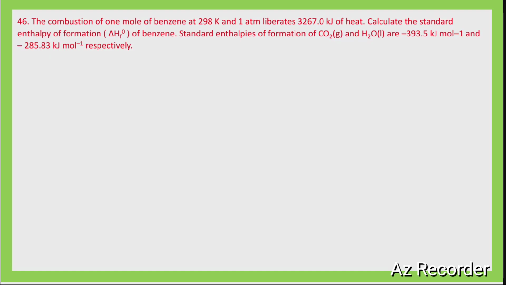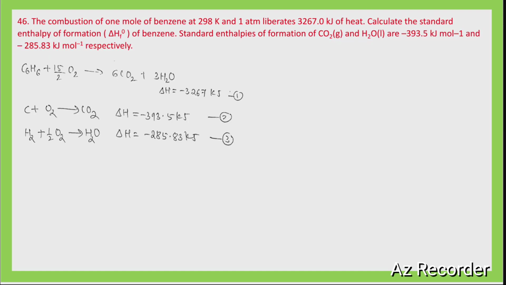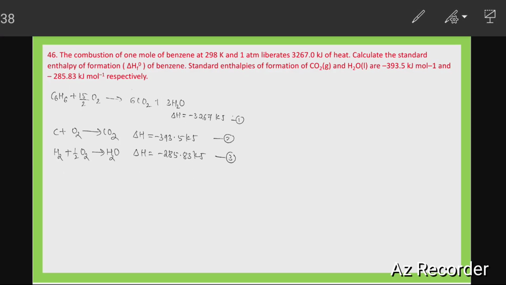Question 46: combustion of 1 mole of benzene liberates 3267.0 kilojoule of heat. Calculate the standard enthalpy of formation of benzene. The same question is there in the NCERT. Just see, guys, this is the given data. Combustion of benzene: C6H6 plus O2 gives CO2 plus water. The value is given. Formation of CO2 means C plus O2 gives CO2. Formation of water means H2 plus half O2 gives water. These values are given.